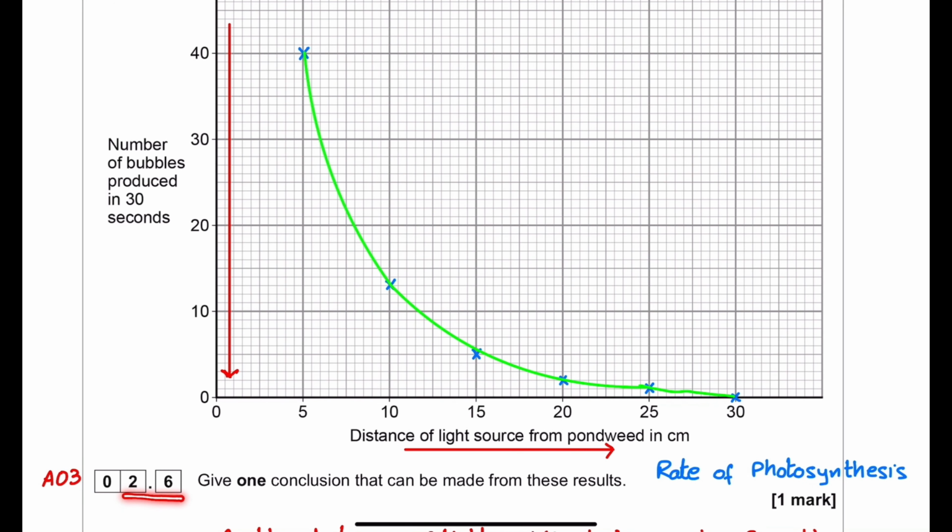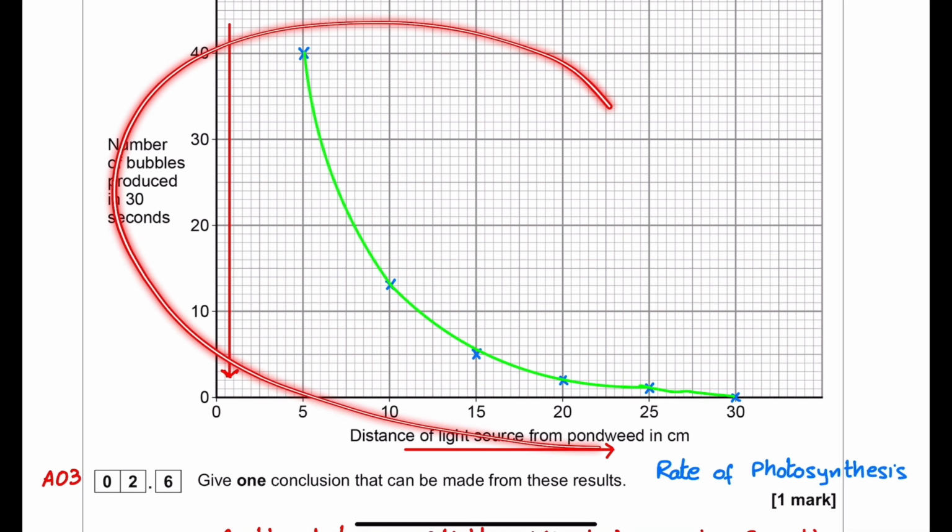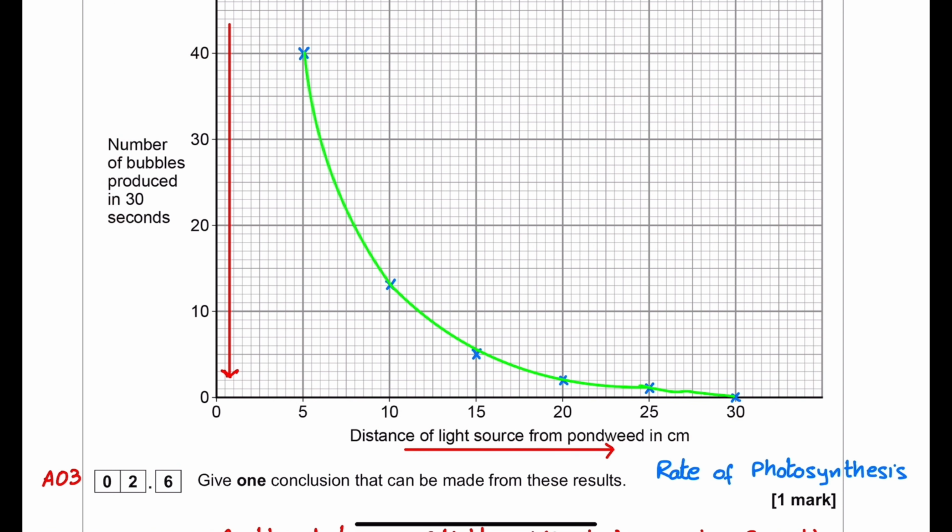Part 2.6, which is an AO3 question, correlated to this investigation: give one conclusion that can be made from this result. So the result is given here, which is a very clear result. As the light source is moving away, or as the plant is moving away, the number of bubbles produced during photosynthesis is reducing. So that is a very simple trend.